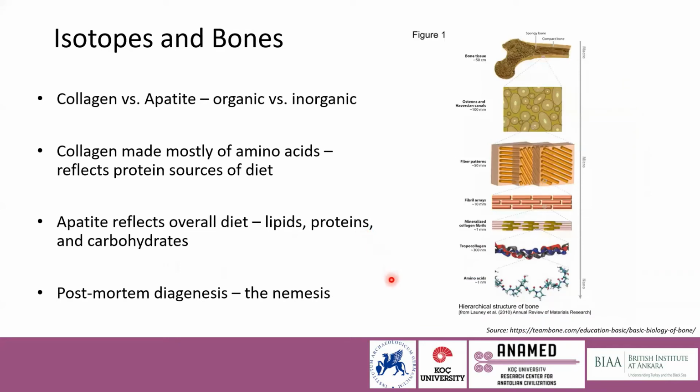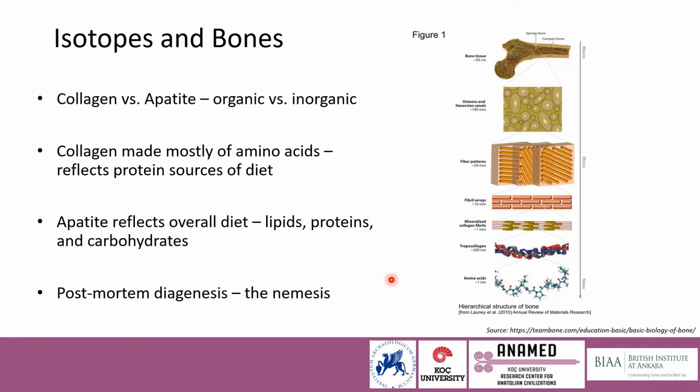To go into a little more detail, we mentioned collagen and apatite, the organic versus inorganic parts of the bone. As I mentioned, collagen is made of amino acids, and collagen reflects the protein source of the diet. Since collagen and amino acids are protein, it's the sources of protein in the diet that you get from collagen. Apatite reflects the overall diet, so as well as proteins, this includes lipids and carbohydrates. So everyone would say, oh, apatite's the best thing to analyze. Then we should be doing apatite because that gives you an overall reflection of the diet, of consumed food resources.